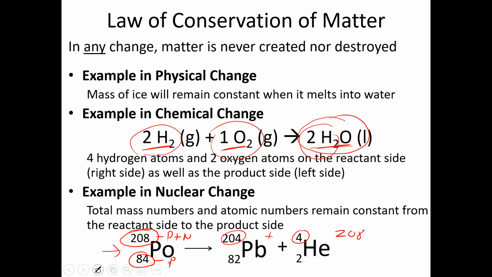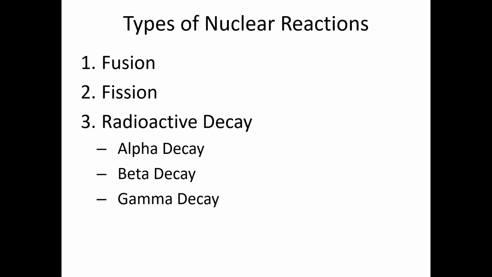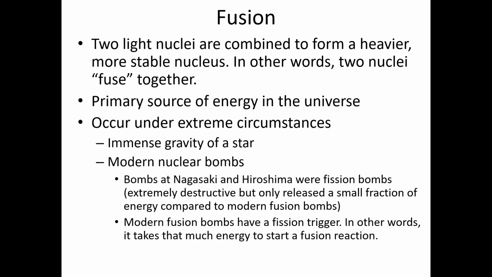Here we have 84 protons, and if we take the 82 plus 2, we have 84 protons. So mass is conserved, matter is conserved in all of these reactions. Okay. So there are three types of nuclear reactions that we're going to talk about. Nuclear fusion, nuclear fission, and radioactive decay. And there's three types of radioactive decay that we'll get into as well. So we'll go ahead and start with fusion.